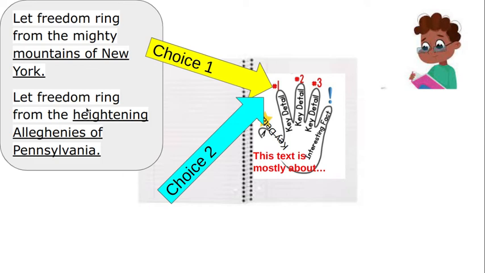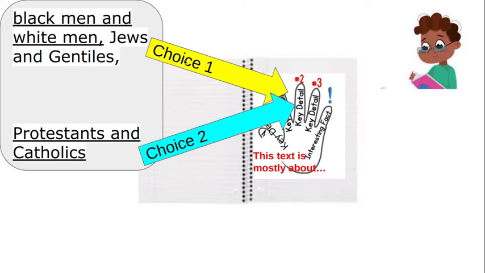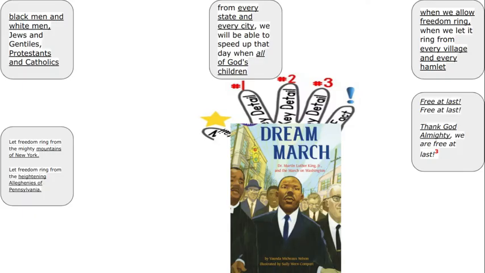Well, you make a choice from each one. Which one do you think is more important? Is it the mountains of New York or the heightening Alleghenies of Pennsylvania? Which would you write there for the index? Or maybe for the middle one, black men and white men, or Protestants and Catholics. Was Dr. King known for trying to join the Protestants and Catholics together, or was he more known for trying to get justice for black men at the oppressor's hands, being the white men, right?